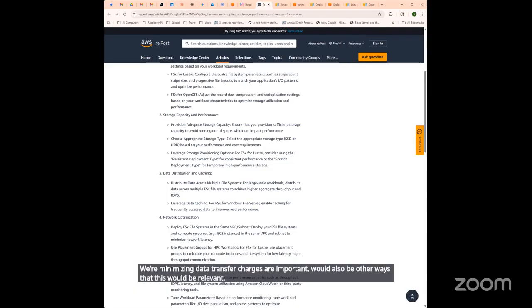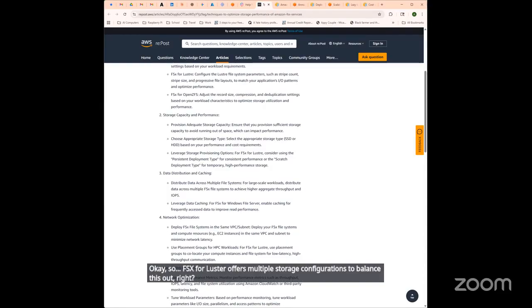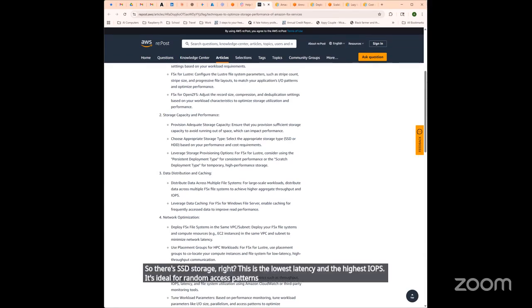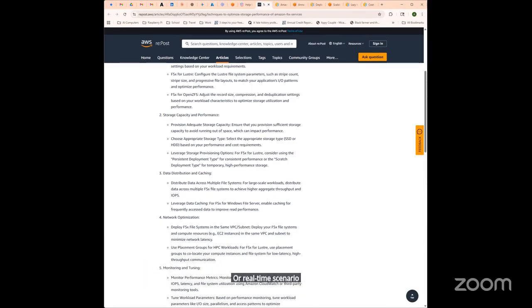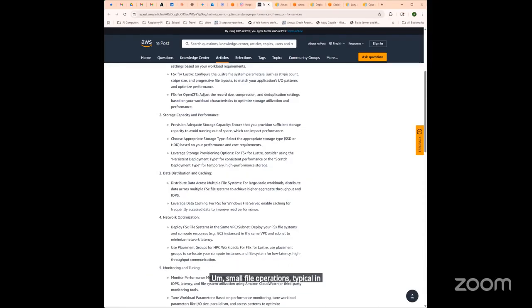Okay, so FSx for Lustre offers multiple storage configurations to balance this out, right? The balance is performance with cost. So there's SSD storage, right? This is the lowest latency and the highest IOPS. It's ideal for random access patterns, and it's common in database-like workloads or real-time inference scenarios that require immediate data access or small file operations typical in code repos and configuration management.